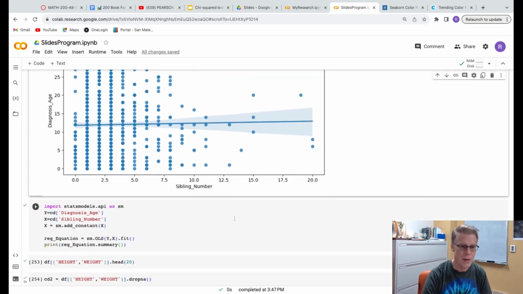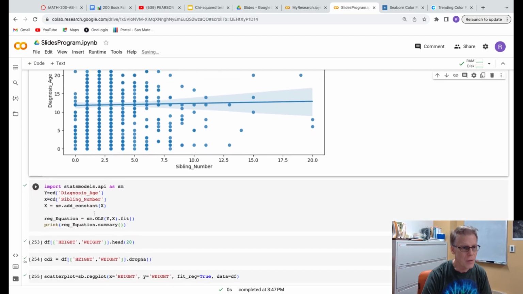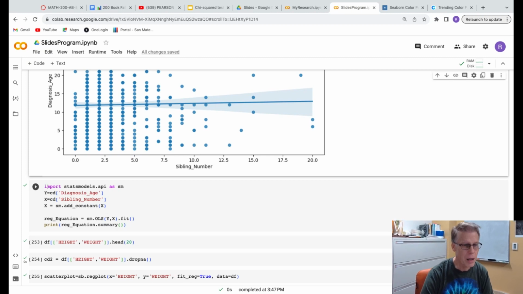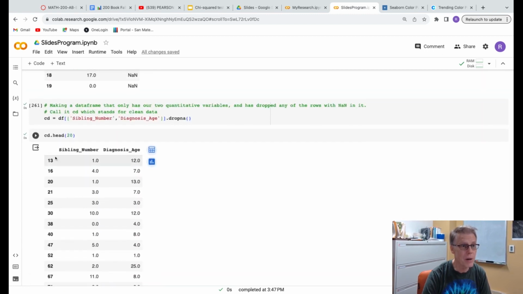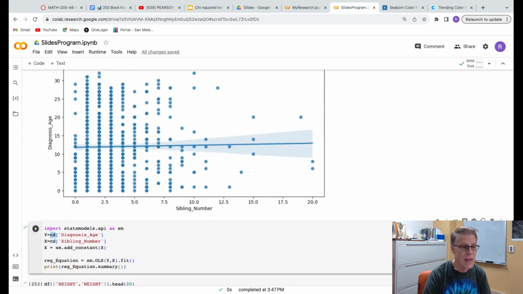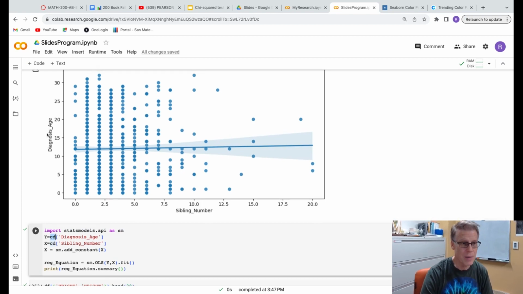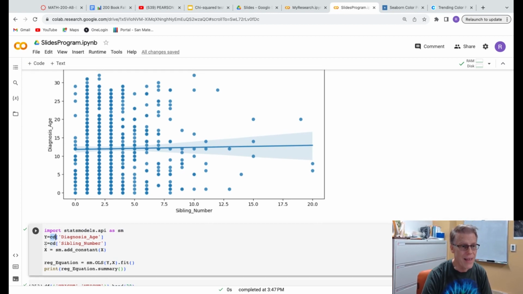Well, let's run a hypothesis test. This is a bit of a confusing block. You have to do an import. This thing, sm, stands for statsmodels. And then I'm using cd, that new data frame that we created up here. There it is, cd. And I'm saying that the Y variable is cd diagnosis age. That goes with what we said. That's going to be our response variable. And the X variable is cd sibling number.